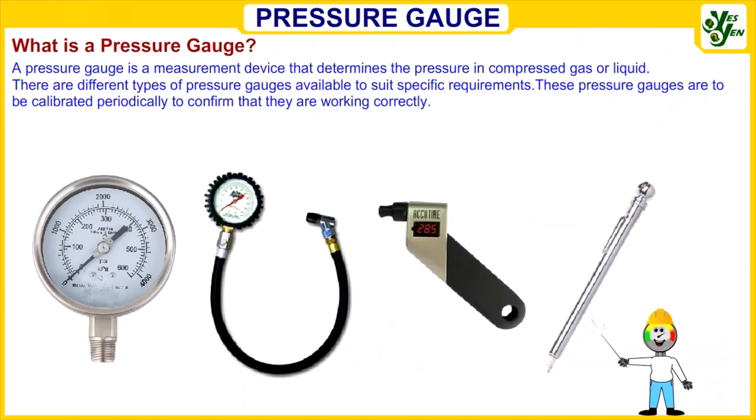What is a pressure gauge? A pressure gauge is a measurement device that determines the pressure in compressed gas or liquid. There are different types of pressure gauges available to suit specific requirements. These pressure gauges are to be calibrated periodically to confirm that they are working correctly.